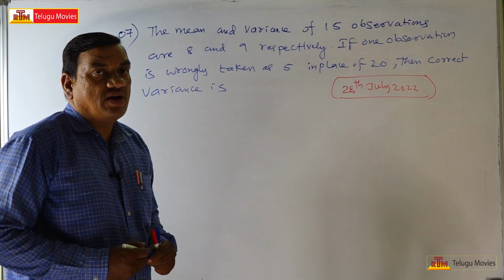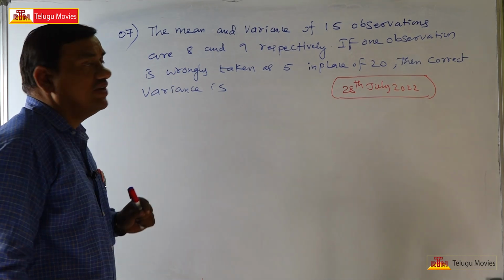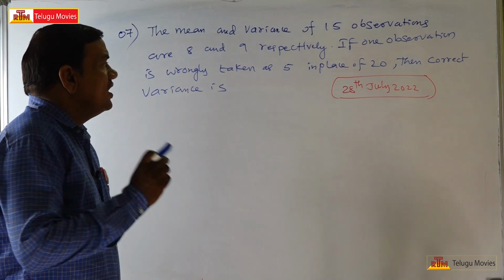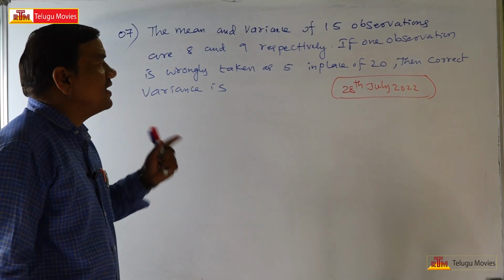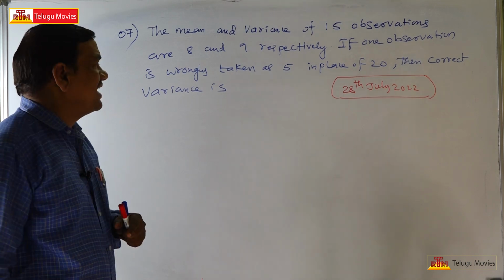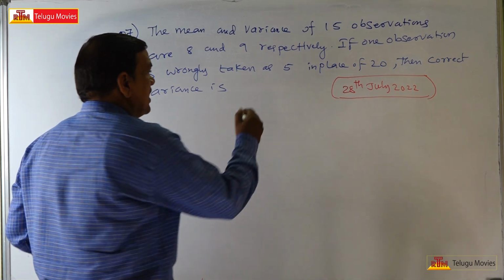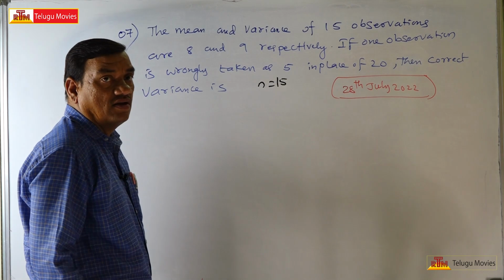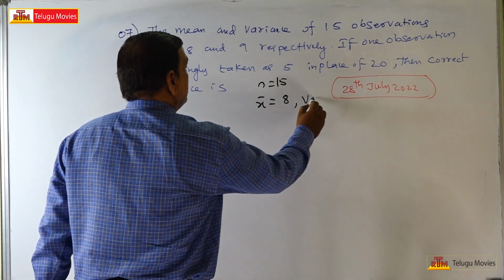Dear students, welcome to the next problem. The mean and variance of 15 observations are 8 and 9 respectively. If one observation is wrongly taken as 5 in place of 20, then what is the correct variance? The question is very clear. There are 15 observations, that is n is equal to 15, and the mean is given as 8 and the variance is given as 9.